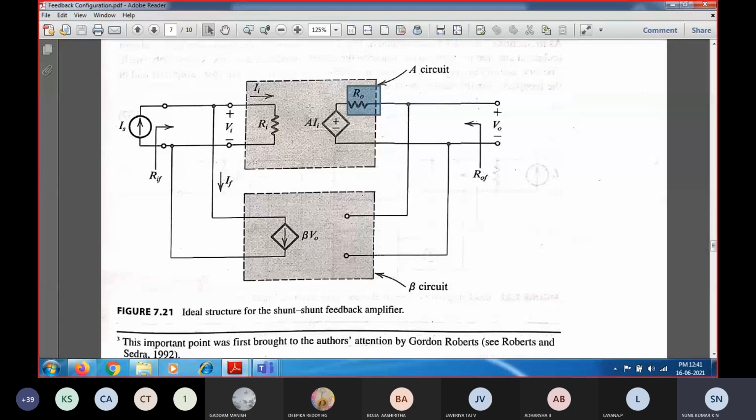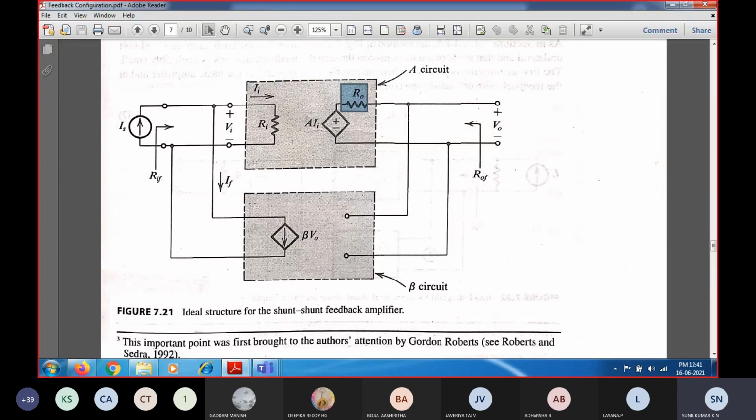And what should be the gain? Because it is a trans resistance amplifier, the input signal is Ii. Ii multiplied by A gives the voltage, so V naught will be equal to A times Ii. That is the output voltage, and this is R naught, the output resistance.